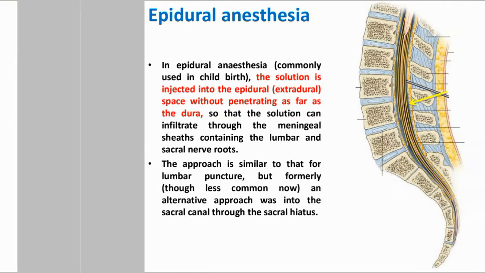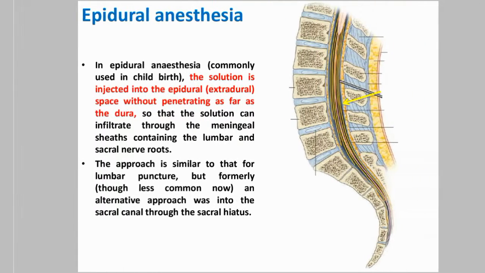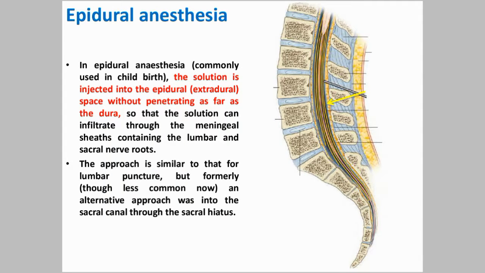In epidural anesthesia, commonly used in childbirth, the solution is injected in a space called the epidural space. So we don't pierce the dura mater. The solution is injected into the epidural space without penetrating as far as the dura, so that the solution can infiltrate through the meningeal sheath containing the lumbar and sacral nerve roots. The approach is similar to that for the lumbar puncture, but formerly, though less common now, an alternative approach was into the sacral canal through the sacral hiatus.